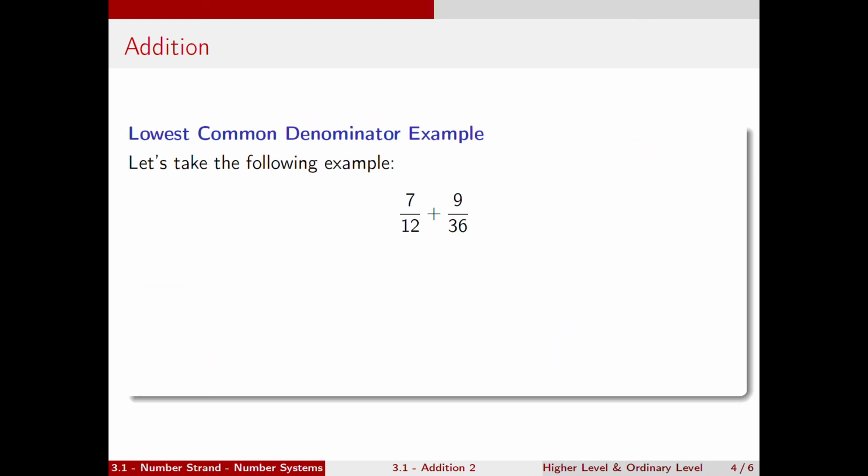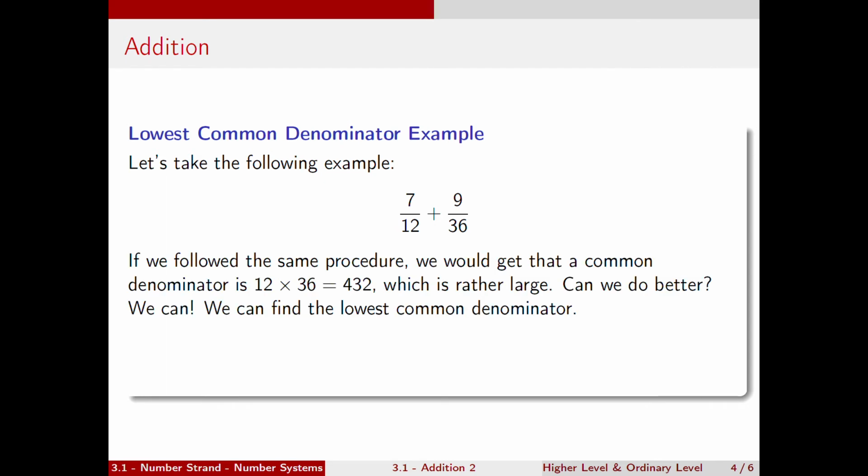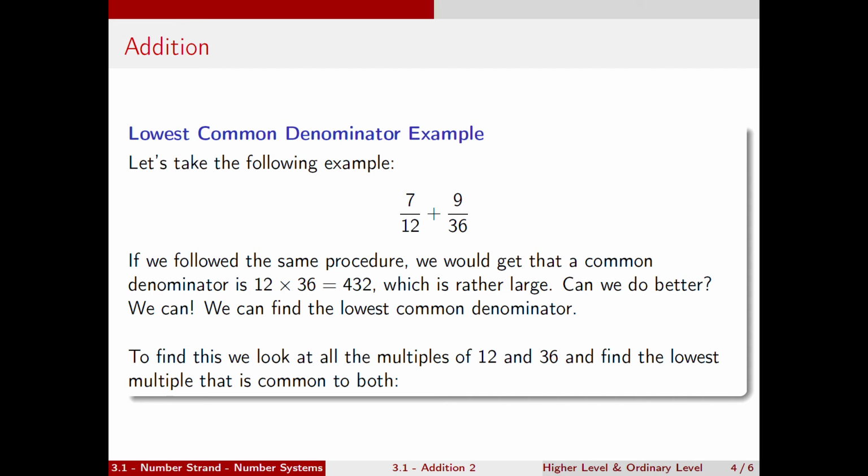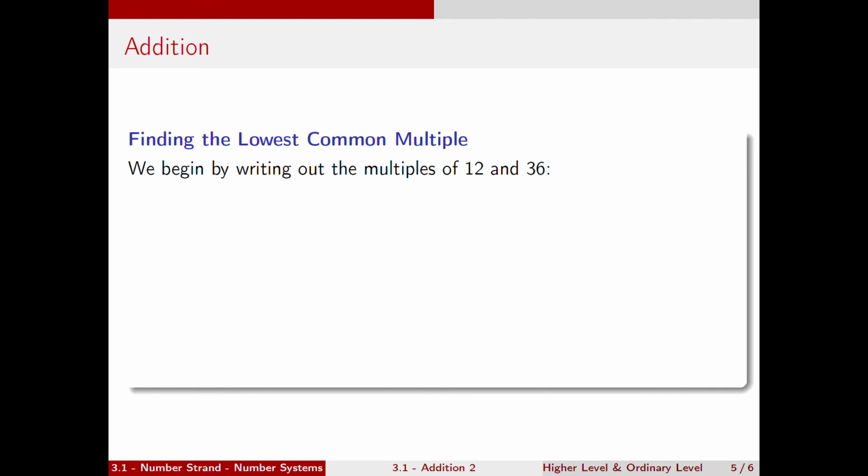So if we look at the following example of 7 over 12 plus 9 over 36. If we followed the same procedure and multiplied 12 by 36, we would get 432 as our common multiple, or our common denominator. But we can probably do better than that and find something that's a little easier to work with. So let's look at all the multiples of 12 and 36 and find the lowest multiple that is common to both. We'll make a table of the multiples of 12 and 36.